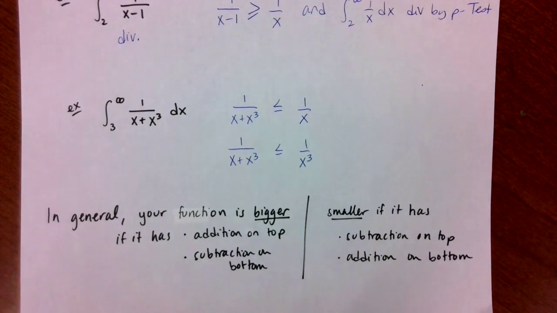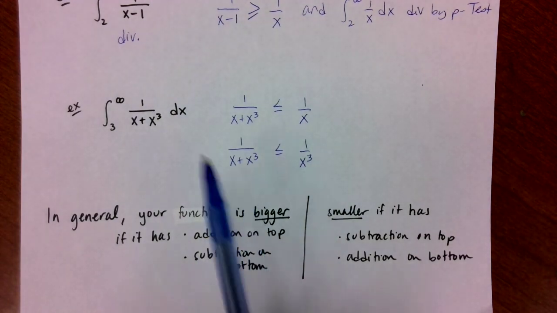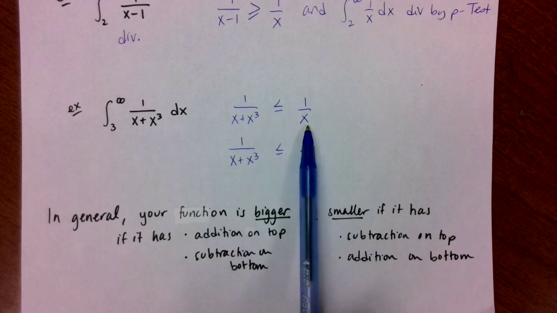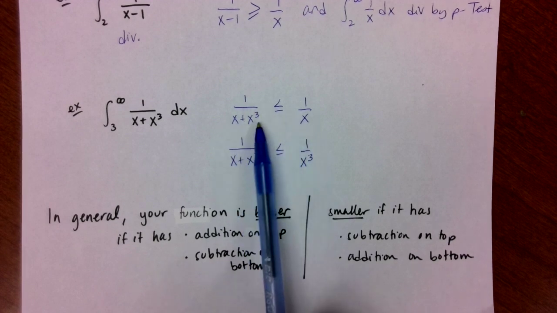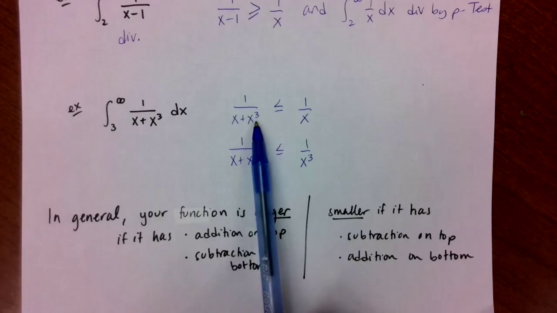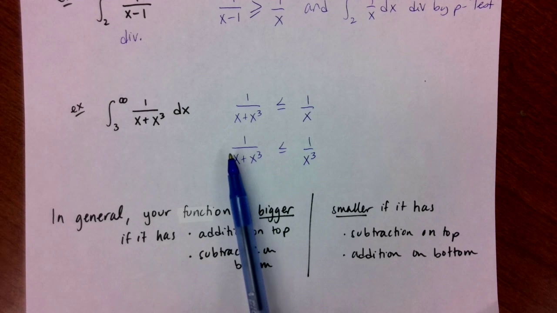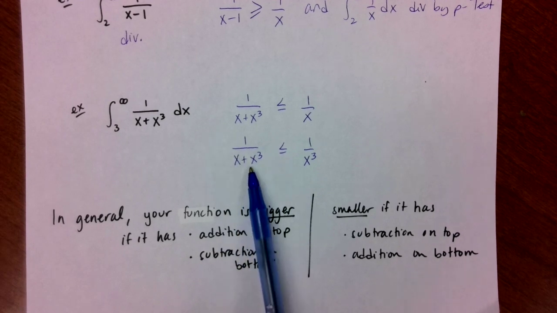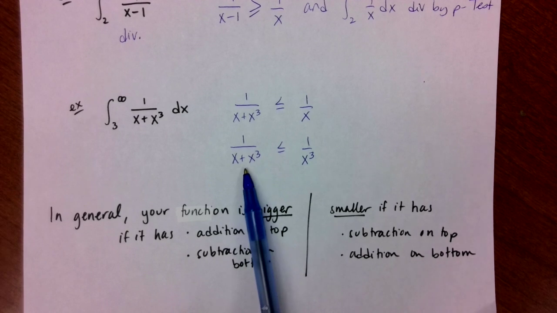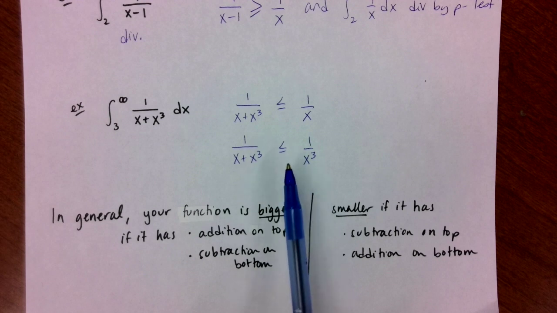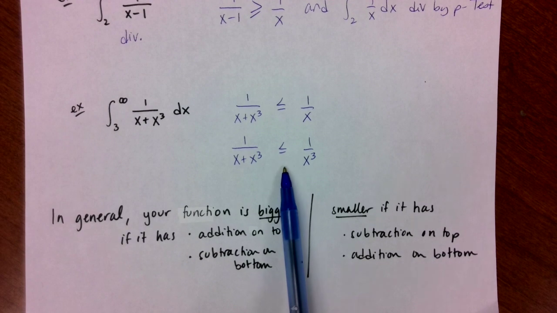Both of the statements I've just written are true. 1 over x plus x cubed is less than or equal to 1 over x, because this has addition in the denominator, so the bigger denominator is the smaller fraction. And this statement is also true, that it's less than or equal to 1 over x cubed, because again, we're adding a little bit in the denominator. The bigger denominator is the smaller fraction. Now, only one of these two statements is useful for the comparison theorem, even though they're both true. And it's the second one.